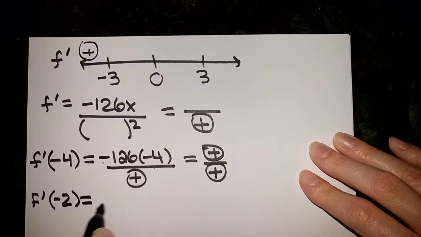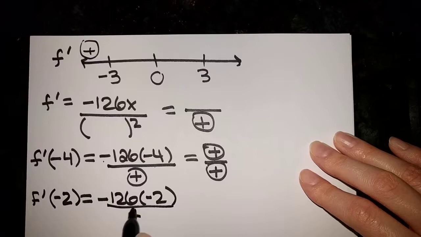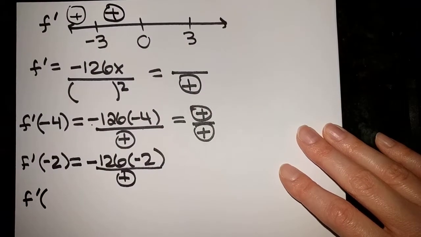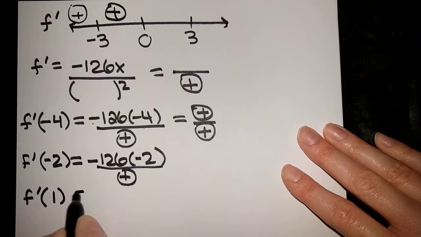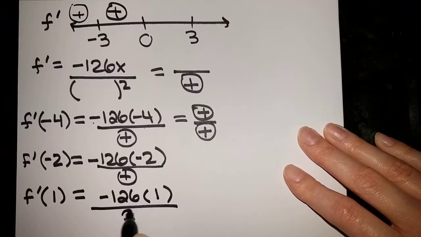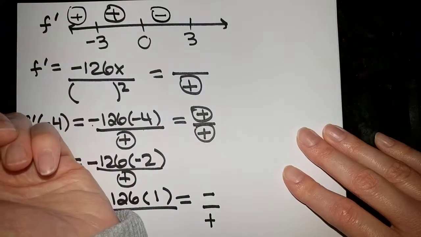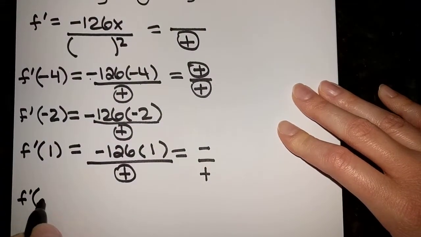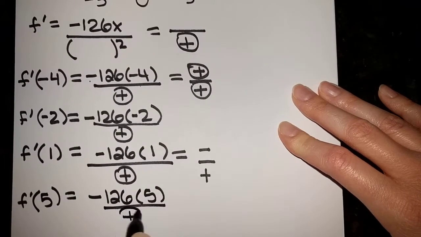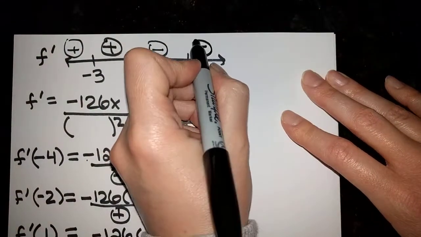All right, so then I test the next interval, negative 3 to 0. Maybe I plug in negative 2. So I get negative 126 times negative 2. Again, we see that that gives us a positive. Okay, now from 0 to 3, maybe I plug in 1. And so I will have negative 126 times 1 over a positive. So that gives us a negative over a positive. So we're looking at a negative. And then to the right of 3, maybe I plug in 5, and we get negative 126 times 5 over a positive. So that gives us a negative over a positive. So that tells us we have a negative.